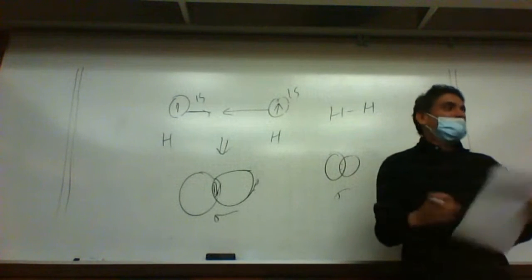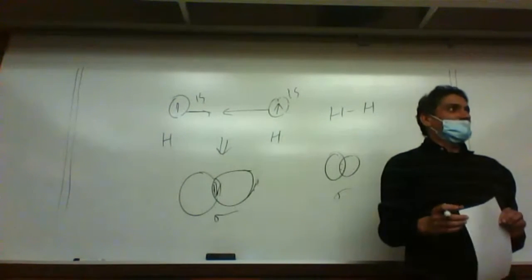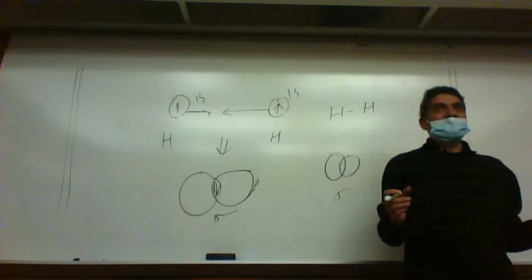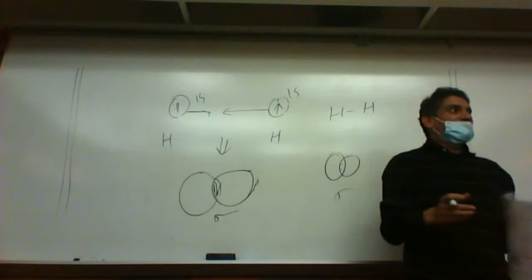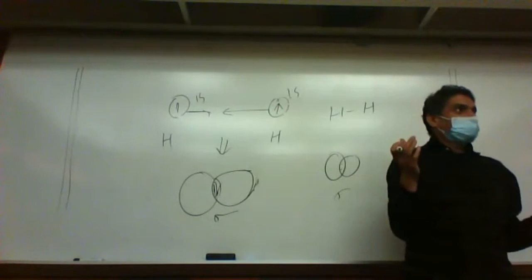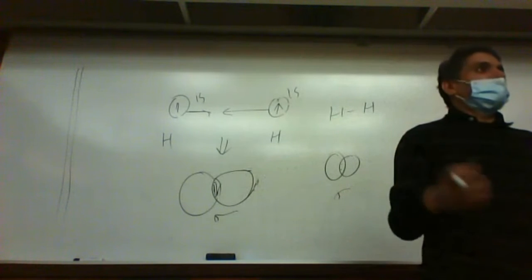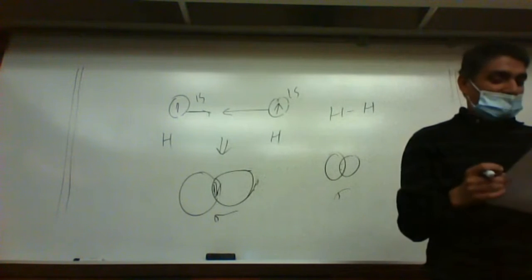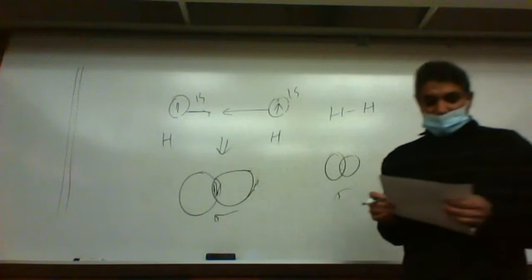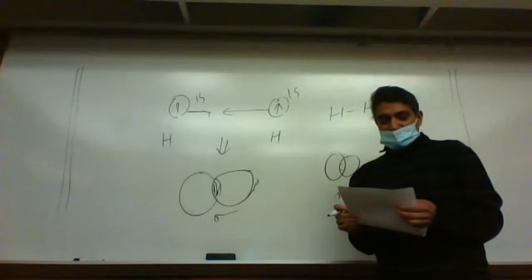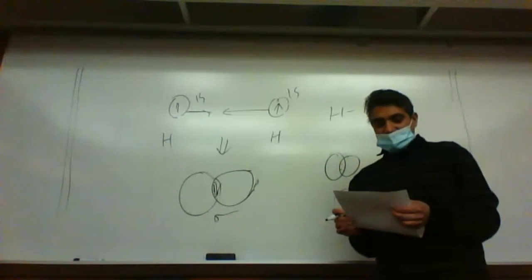Make sense? If they were fully filled, they would not take part in the reaction. Like 2px2, something like that, they would not form a bond. Or 1s2, or maybe 2s2, maybe 3s2. If something is fully filled, it doesn't form the bond. Only half-filled orbitals overlap to form the bonds.